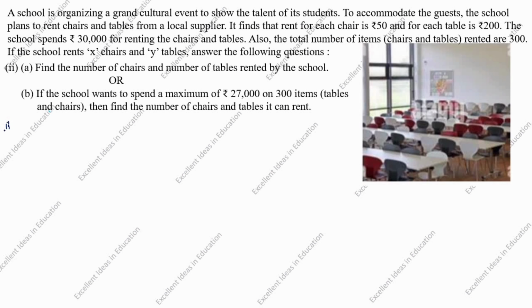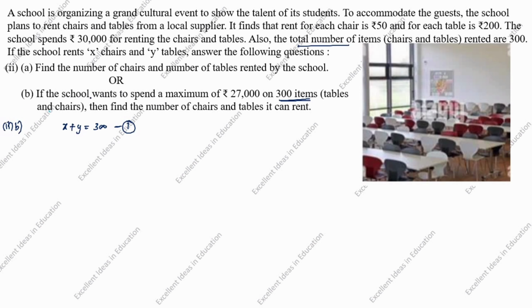Next, 2B. If the school wants to spend a maximum of rupees 27,000 on 300 tables and chairs, then find the number of chairs and tables it can rent. 300 items. Already given in this question, total number of items, chairs and tables rented are 300. This is the first equation. X plus Y is equal to 300. This equation you have to write it as it is.